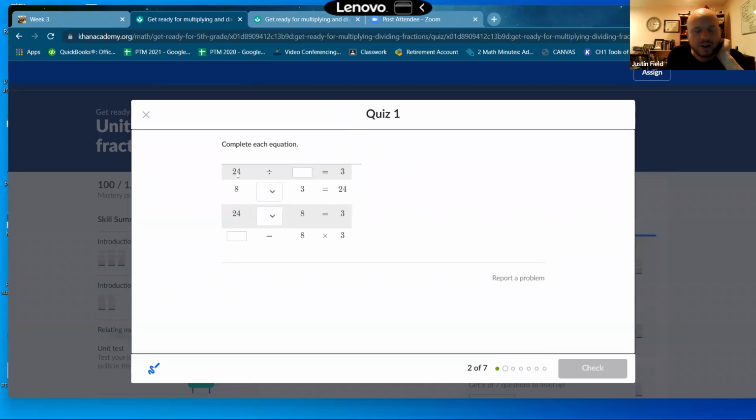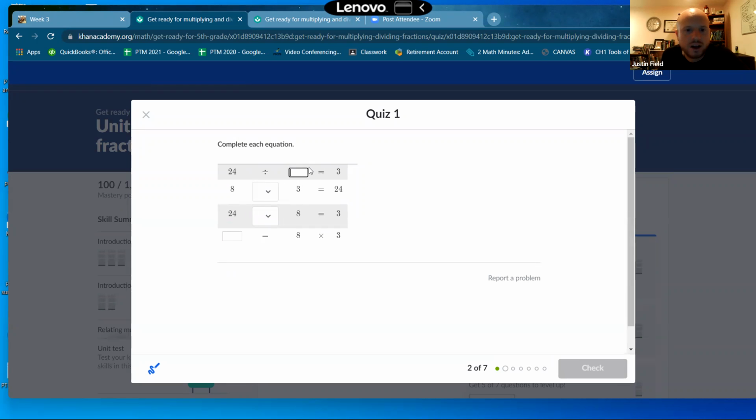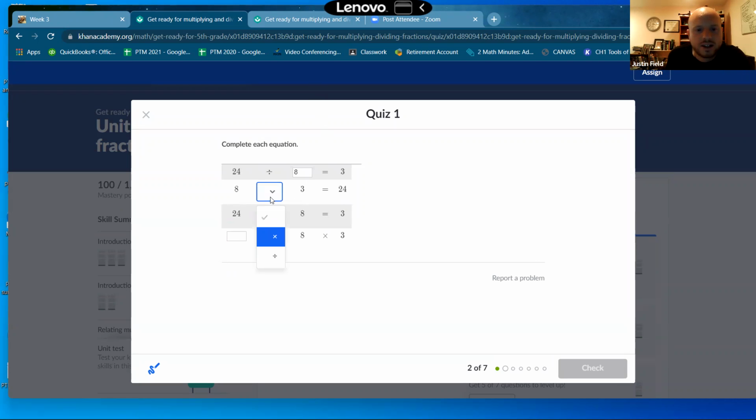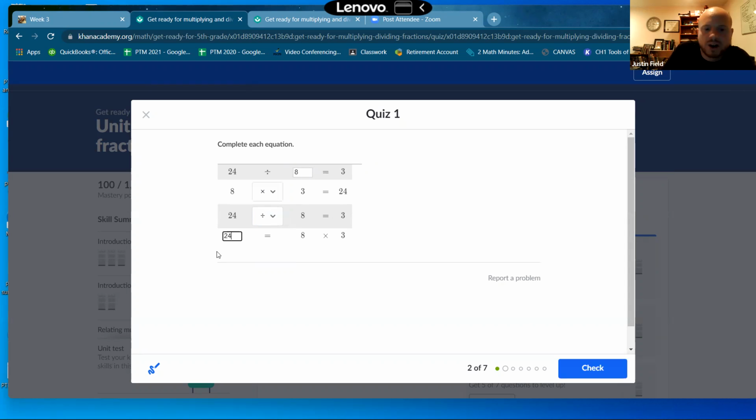Now, what is this one? 24 divided by what is 3? Well, I'm thinking about what times 3 is 24. That's 8. So don't forget, division and multiplication are backwards and forwards. All right, 8 times 3 is 24. 24 divided by 8 is 3, and blank equals 8 times 3, 24.